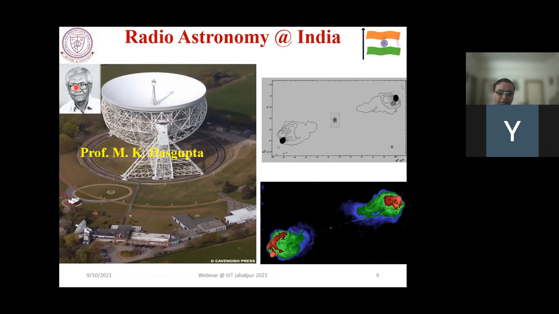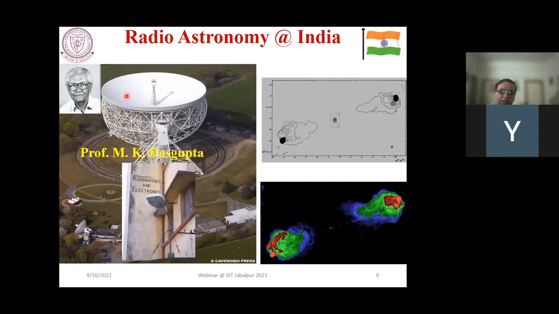the Professor M.K. Dasgupta, who had started, in fact, this telescope that I'm showing over here, this antenna, which was used at the microwave wavelengths, and this is located in Manchester, in UK. And Professor Dasgupta was hailing from the University of Calcutta, Department of Radio Physics and Electronics.